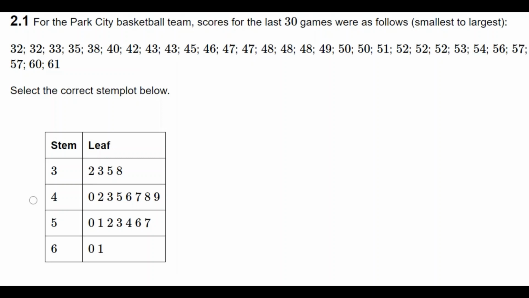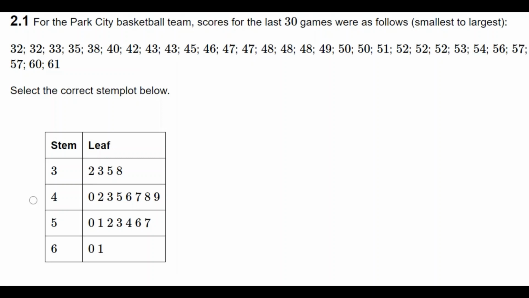So the first number is 32, and we know that in 32, 3 is the stem, 2 is the leaf. In the first option given below, where we have to identify if it's the right stem and leaf graph, we see that they have used 3 as stem and 2 as the leaf. And now if 3 is the stem, then we look at all the numbers that have 3 as stem. So that is 32, 32, 33, 35, 38.